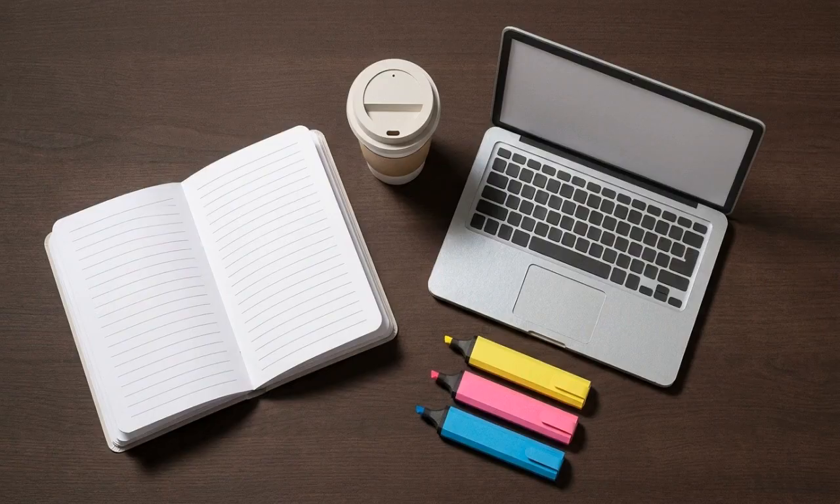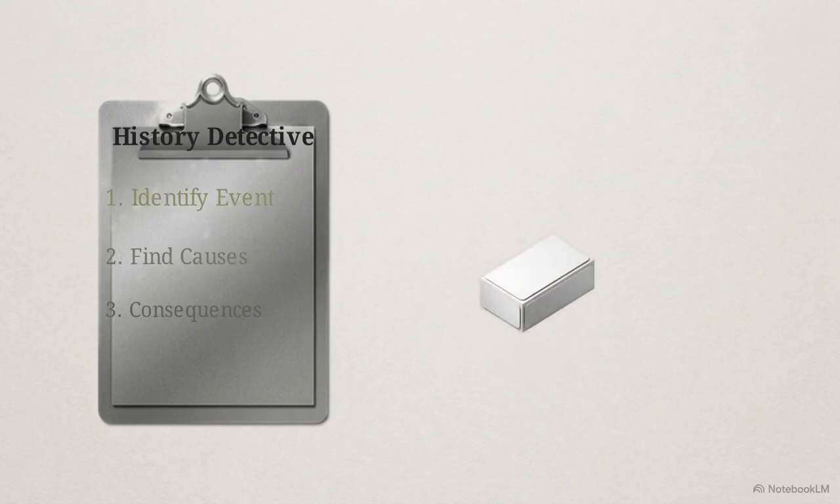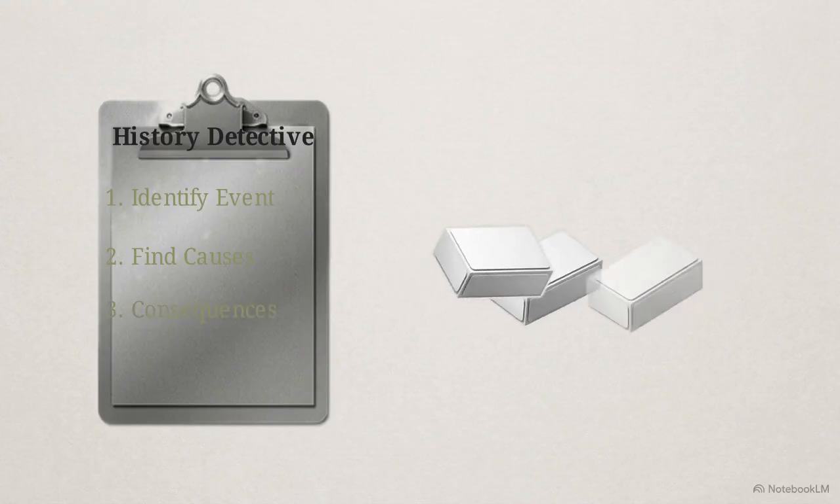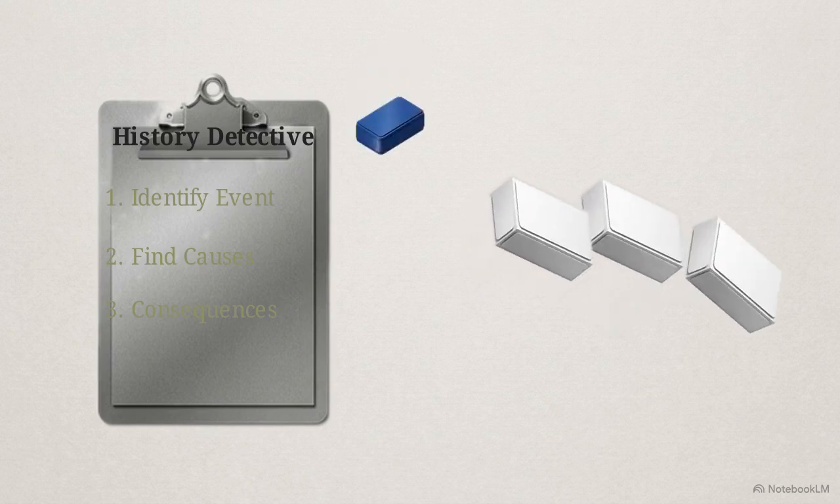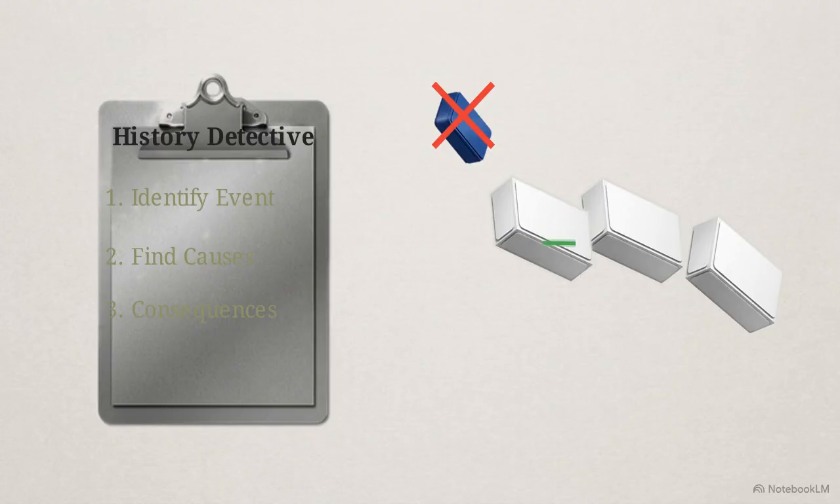You can use a simple 3-step approach. First, identify your exact event. Second, find the long and short-term causes, meaning figure out what knocked it over. Third, track the consequences by observing what it hit on the way down. But remember, just because something happened before an event doesn't mean it caused it. You must be able to prove a direct connection between the two pieces for the link to be real.